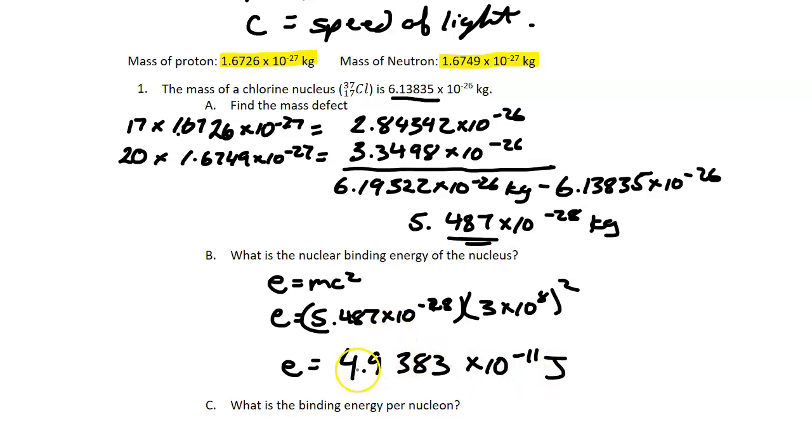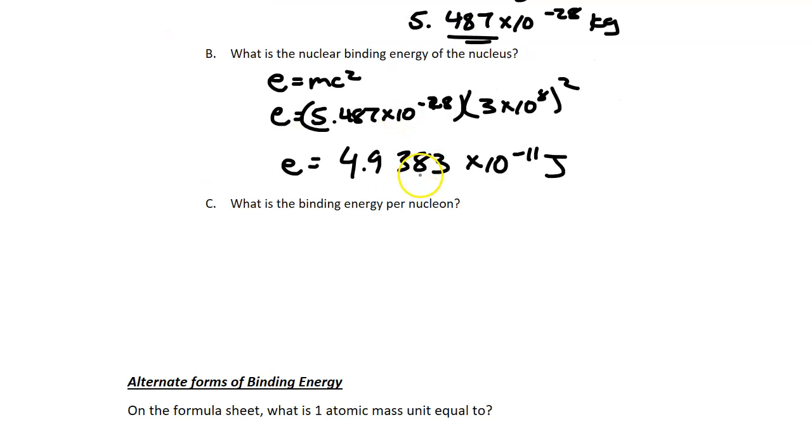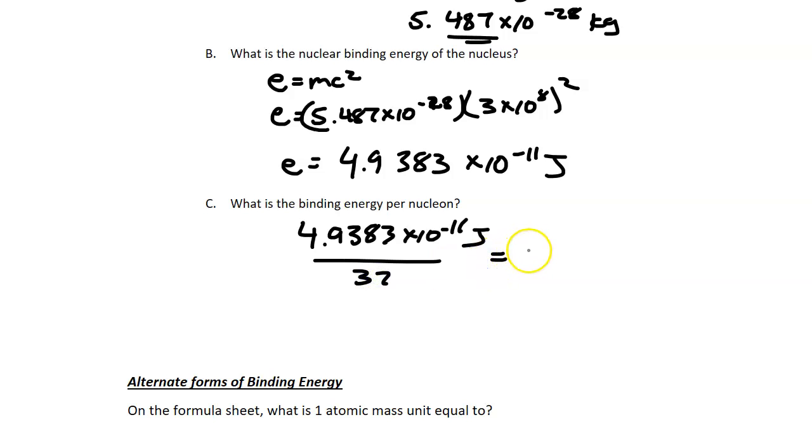Now, if we wanted to figure out this per nucleon, well, we've got 37 nucleons. That's protons and neutrons together. So really, for this question of just per nucleon, we're just taking this and dividing it by the 37 nucleons that we have, for a total of 1.3346756 times 10 to the negative 12 joules.